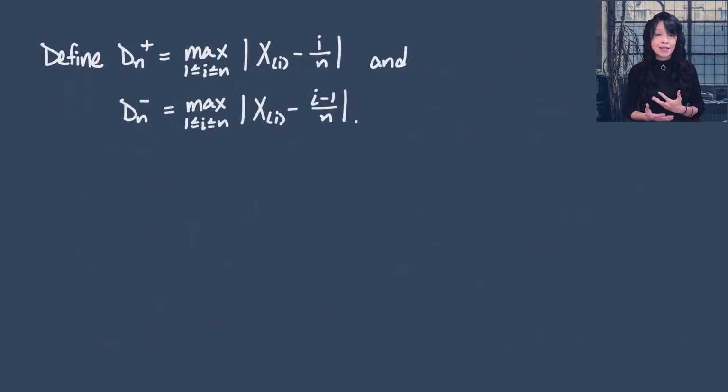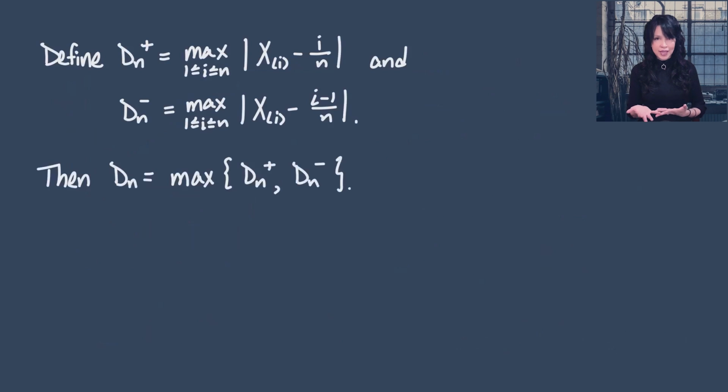So the maximum as i goes from 1 to n of the absolute value of the ith order statistic and the quantity (i minus 1)/n. Then we can get Dn by maximizing over these two things. We're trying to find the distribution of Dn. Spoiler alert, it's not going to happen, but we will get a handle on its behavior.